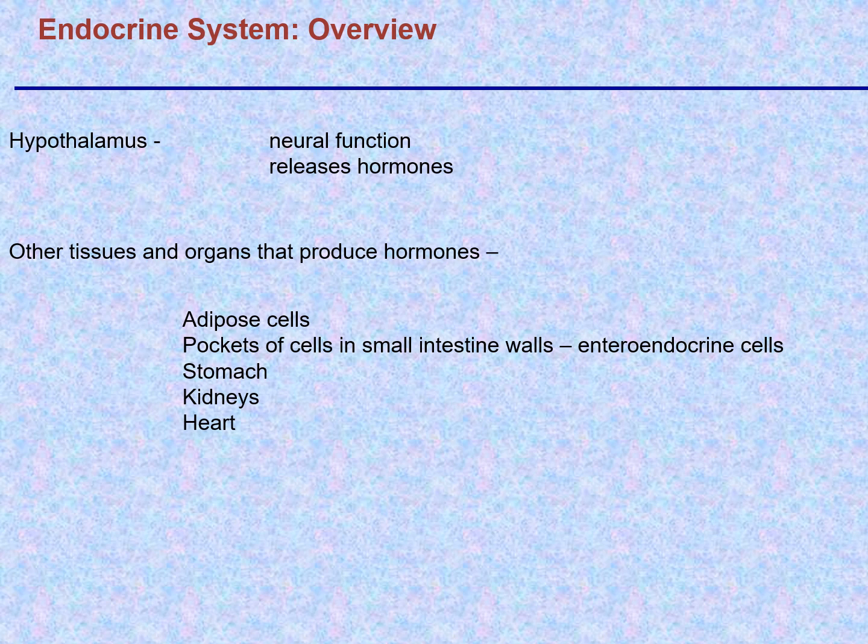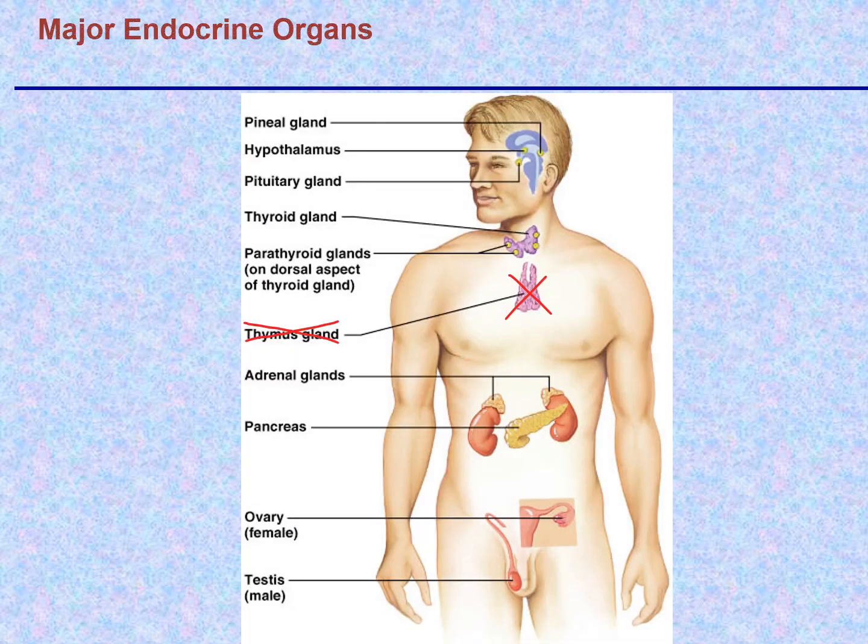There are other tissues also and organs that can produce some hormones, not that they would be necessarily at all considered endocrine glands, because their major function, most of their tissue is taken up with other functions. But adipose cells, fat cells, can secrete hormone. You have pockets of cells in the wall of the small intestine, the enteroendocrine cells that you learned about, which secrete certain hormones. The stomach also, in the wall, you have secretion of hormones. Kidneys, of course, secrete erythropoietin, it's an important hormone, and the heart can secrete atrial natriuretic factor, or ANF. So I think I've mentioned all of these now.